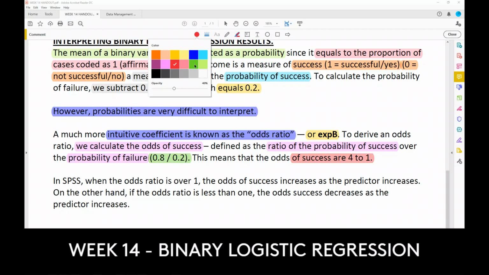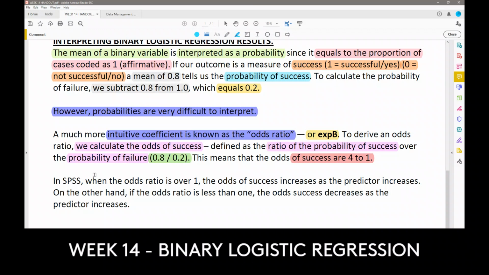Now, I'm going to make this simple for y'all. In SPSS, we don't have to manually calculate the odds ratio. It will just spit out the odds ratio coefficient. The way to interpret those odds ratios is, when the odds ratio is over 1, we would say that the odds of success increases as the predictor increases. On the contrary, if the odds ratio is less than 1, we would say that the odds of success decreases as the predictor increases.